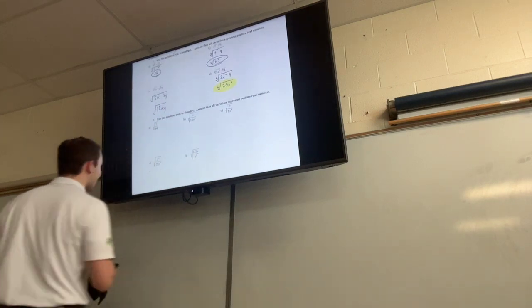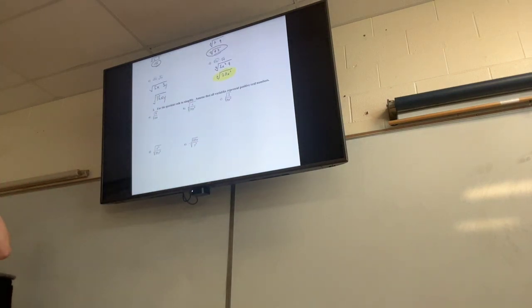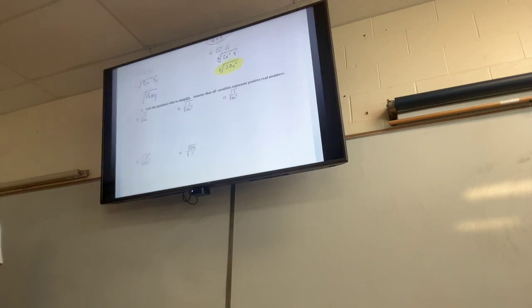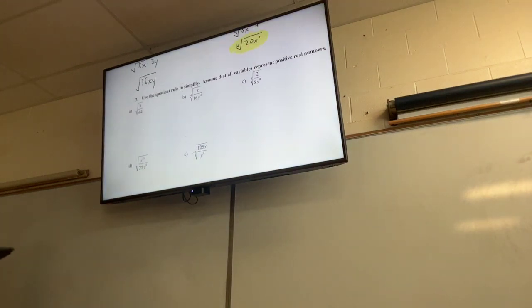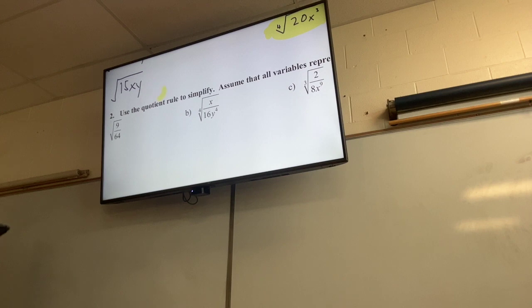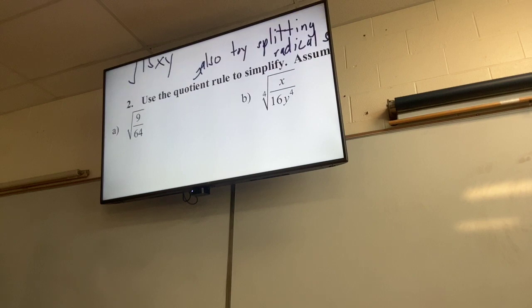Okay, number 2, there's another strategy we have to use. When we're looking at fractions and multiplication, we can split up our radicals. So also try splitting your radicals. Sometimes that helps. So it's radical 9 over radical 64. Sometimes it's easiest just to split these up and give every single number its own square root symbol. It's easier to do the square root of 9, 3, over the square root of 64, 8, than it is to do the square root of 9 64ths.